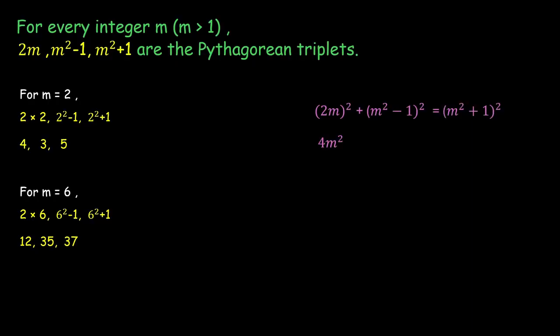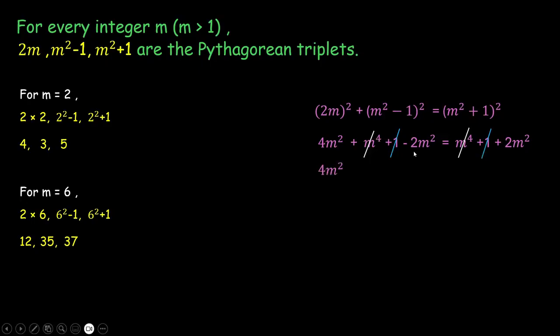2m whole square is 4m square and this is a minus b whole square. So, a square plus b square minus 2ab, and this is a square plus b square plus 2ab. m raised to power 4 will cancel out, 1 will cancel out. We have 4m square. This negative 2m square when it goes on the right hand side will become positive. So, 2 plus 2 will be 4m square, and this is verified, right? So, for every integer m, we can find the Pythagorean triplets using these 3 values.